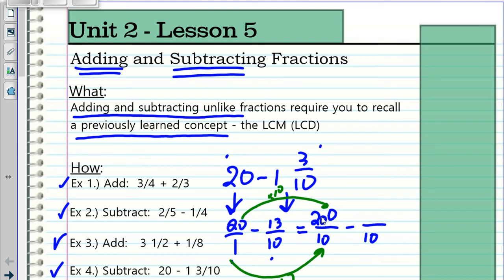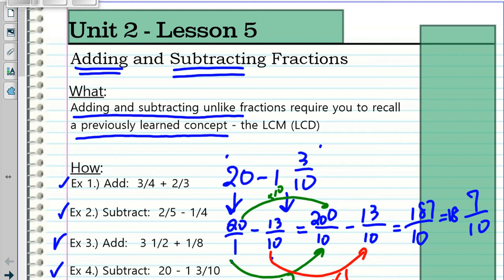Okay, and then likewise, how does 10 become 10? Well, times 1, so nothing changes. So that's 13, right? And so that would make it, what is it? What's 200 minus 13? That's right, 187 over 10. If you want to, and which means you should, turn that back into a mixed number, all right, which will be denominator of 10, 10 going into 187 18 times with 7 left over. Okay, and there's your answer.